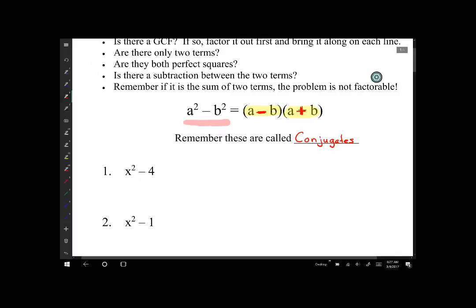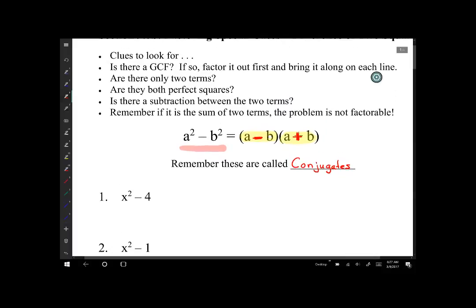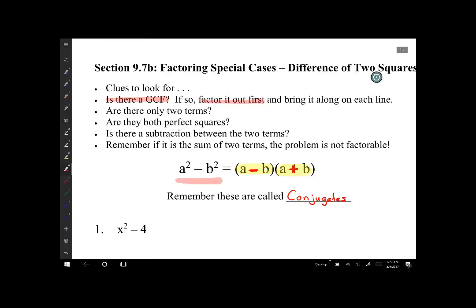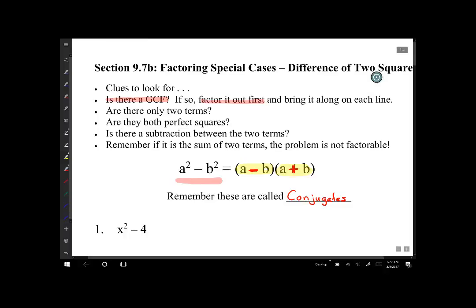So what we're going to look for is a couple of these clues at the top. First of all, always look for a GCF. Now, there's not often going to be a GCF, but if there is, we're going to factor it out first. And then we're going to do the rest of the problem, but we're going to bring that GCF along on each line. Second question you're going to ask is, are there only two terms?